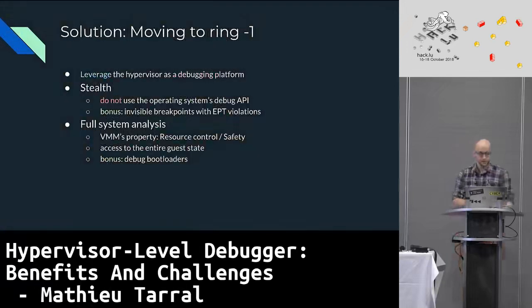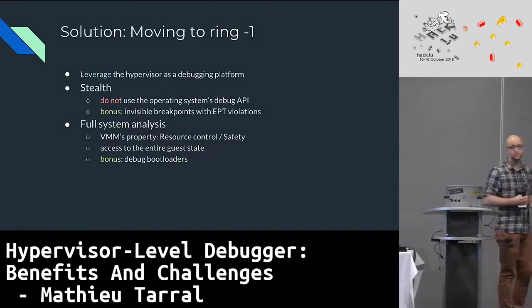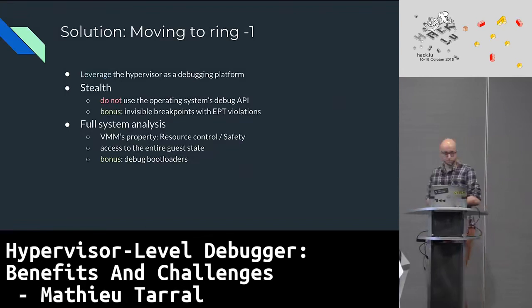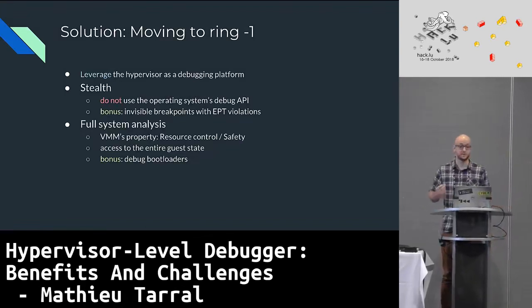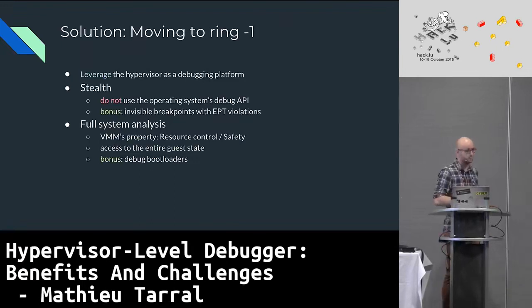So the solution I would like to use is to stop hacking around in the kernel and rebase our entire debugging platforms on the hypervisor itself to gain more privileges. First, what we will gain is stealth. The stealth we need to analyze malware. First, because we are not using the operating system debug API, of course, so we don't leave any traces. And the second thing is that we can use invisible debug breakpoints thanks to EPT violations.